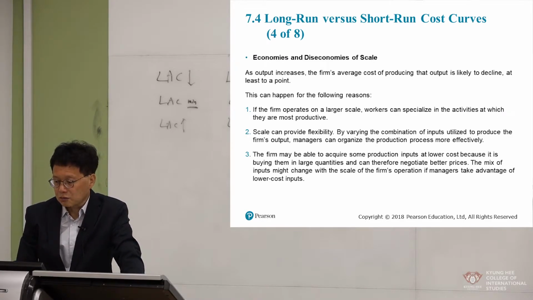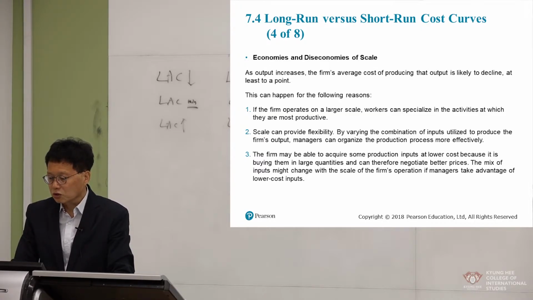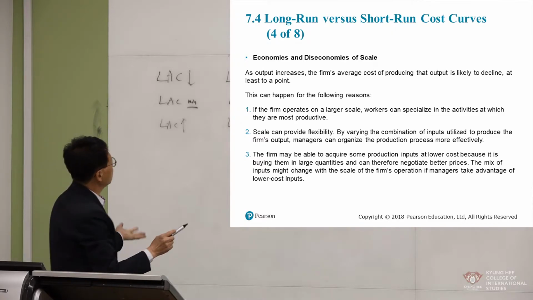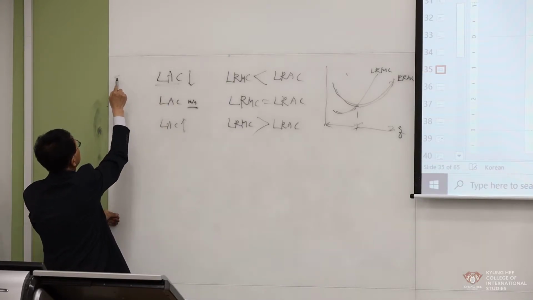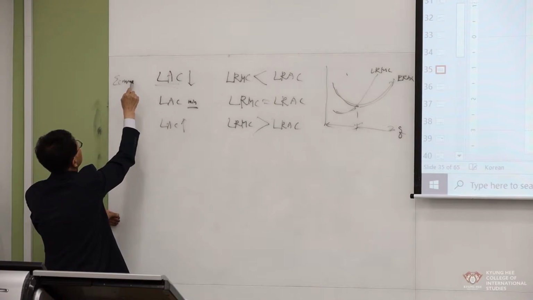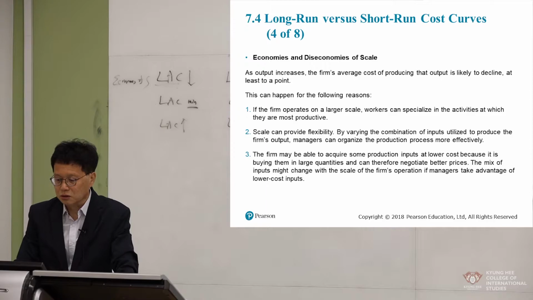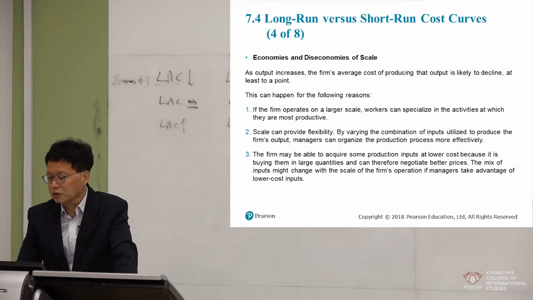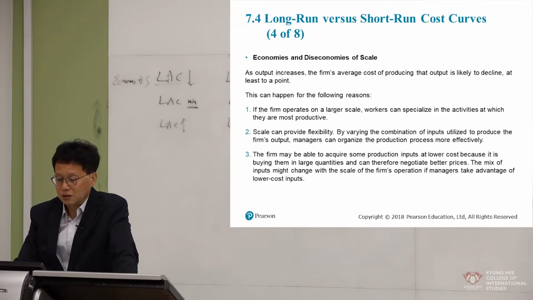Economies and diseconomies of scale. As output increases, the firm's average cost of producing that output is likely to decline. Economies of scale means a decrease in long-run average cost. As output increases, the firm's average cost of producing that output is likely to decline, right? This is economies of scale.